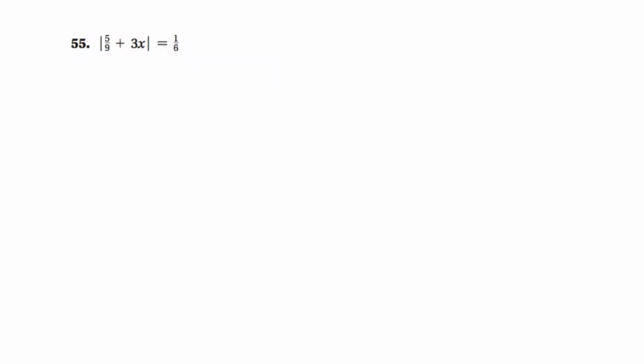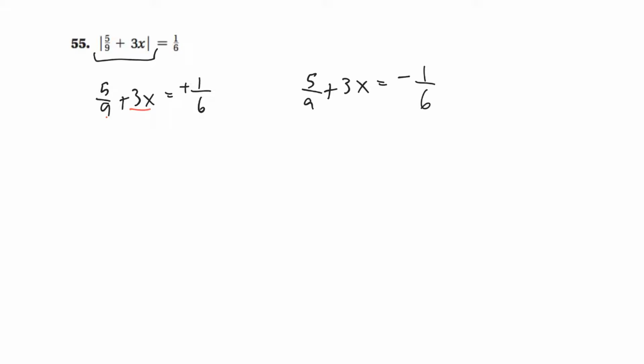Okay, next question. This one I need to isolate, already isolated. So now I'll make 5/9 plus 3x is equal to a positive 1/6, or 5/9 plus 3x is equal to a negative 1/6. Then I'll solve each of those equations. To solve them, I'll use the clear fractions rule, or I hate fractions rule. 9, 1, and 6. I think 18 will be your lowest common denominator. So I'll multiply everything by 18.